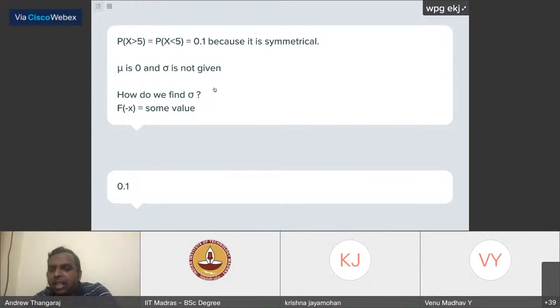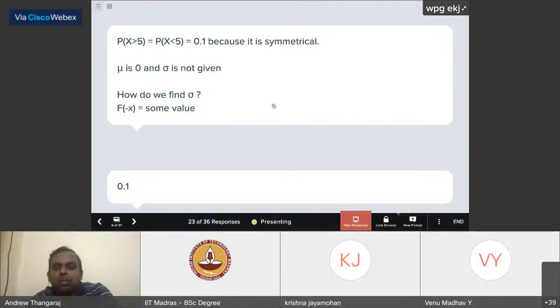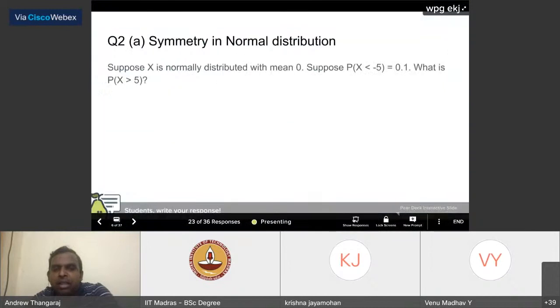Okay, all right. So that's correct. I think Presta's answer is correct. Minus 5 by sigma is equal to that value which you get there. Okay, good. So these kind of things are good to know.